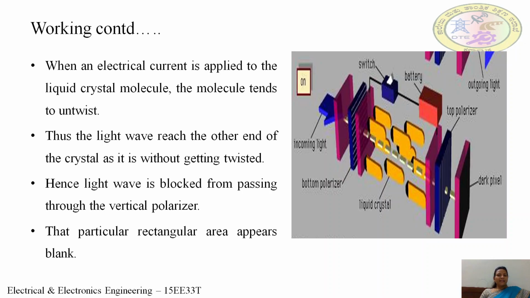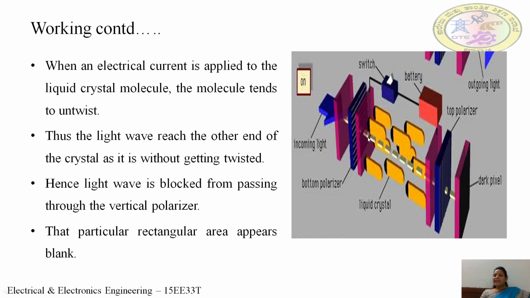So in this case, as you can see in the picture, we have applied an electric potential. As soon as an electric potential is applied, the molecules become untwisted. Earlier, they were naturally twisted. Now, upon the application of electric voltage, they are untwisted. So now the incoming light, which is unpolarized light, becomes horizontally polarized because you have a horizontal polarizer here.